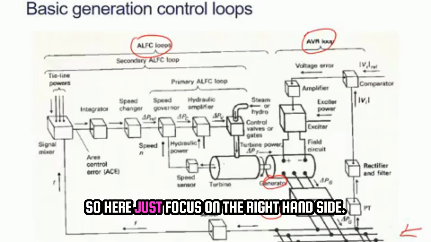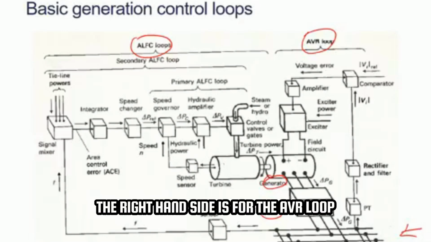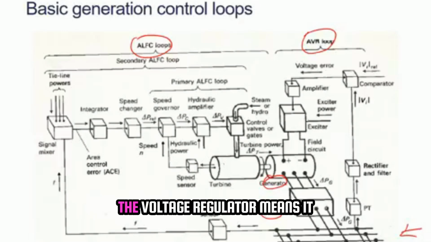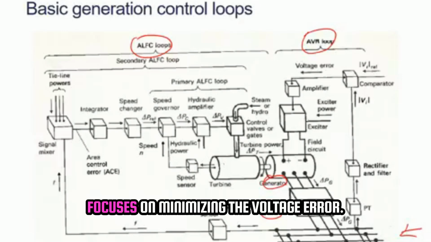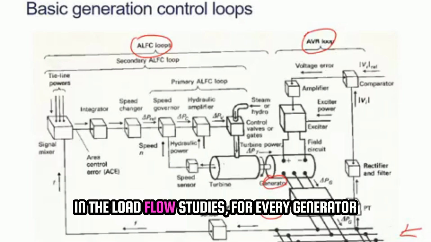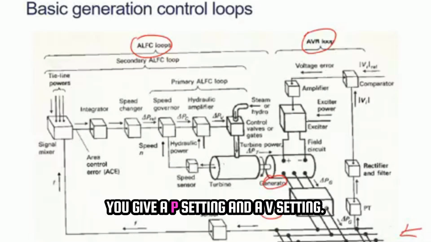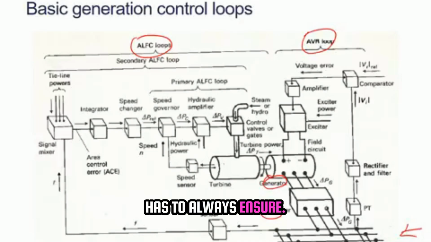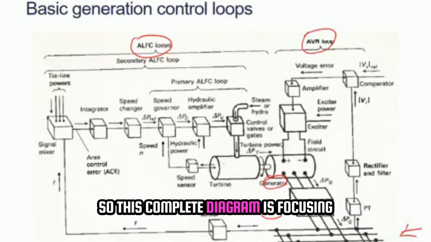Here just focus on the right hand side. The right hand side is the AVR loop, the automatic voltage regulator, and as you can guess from the name, the voltage regulator focuses on minimizing the voltage error. As you have seen in the load flow studies, for every generator you give a P setting and a V setting. Now this V setting a generator has to always ensure. This complete diagram focuses on just one generator.